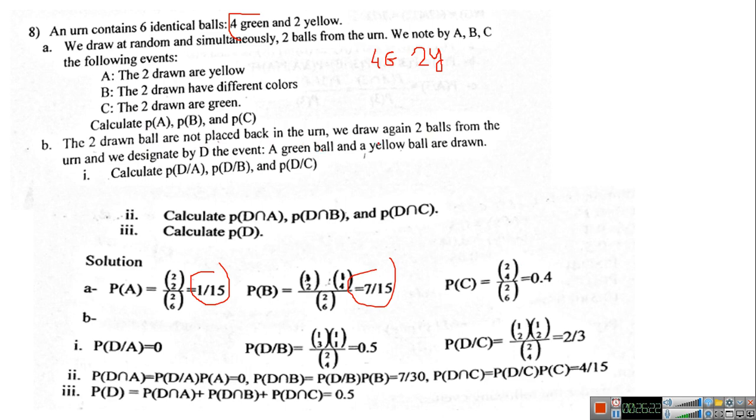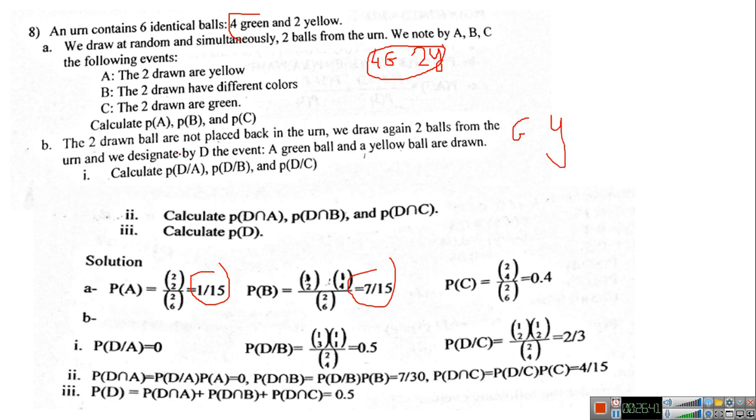We draw again 2 balls from the urn and we designate by D the event, a green ball and a yellow. So I want to pick in the first draw the 2 balls, then I want to keep them with me, then I'm going to draw another ball. Let D be the event, a green and a yellow we're going to pick.